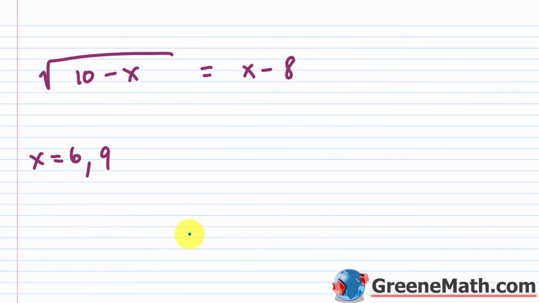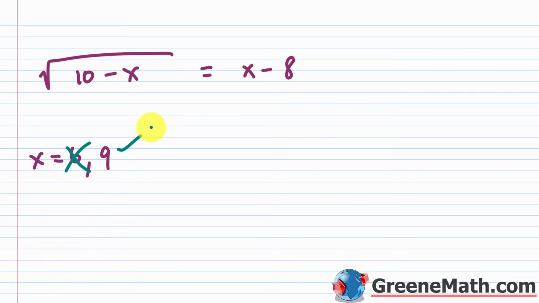Let's start by checking 6. You can see that it doesn't work. You can eyeball that and see 6 minus 8 is negative 2, so you can reject that immediately, or you can go through the whole thing. 10 minus 6 is 4. The square root of 4 is 2. Is this equal to 6 minus 8, which is negative 2? No, this is false. That's why 6 got rejected.